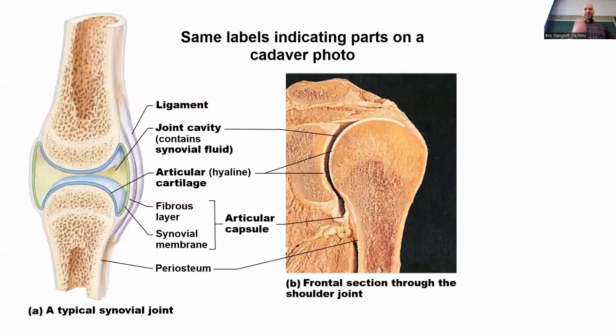We can also see what this looks like on a cadaver. For example, this is a shoulder joint. You can see this fluid-filled cavity right here. So this is between the head of the humerus and the scapula. And you can see that there's a space that contains this fluid. You can see the hyaline cartilage covering both bones at the joint.